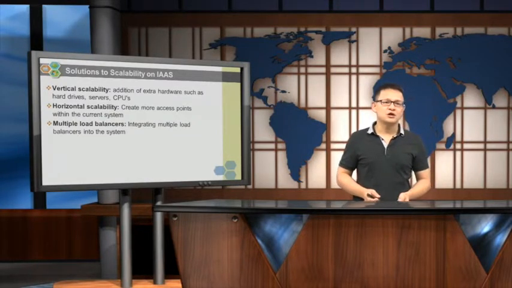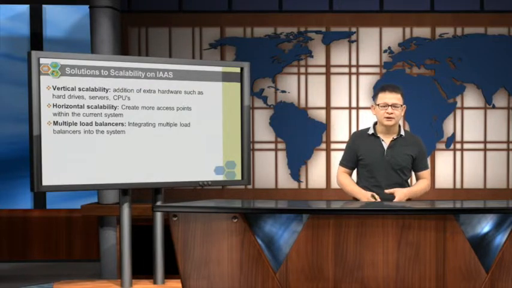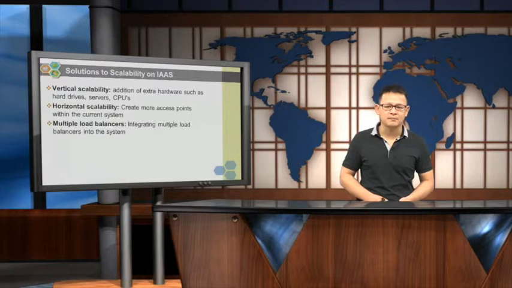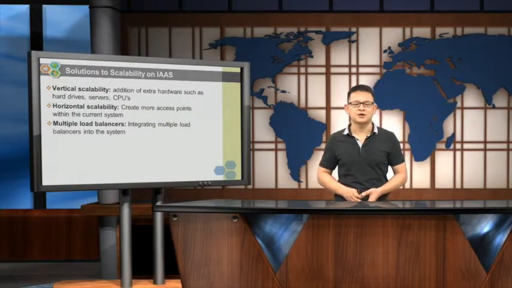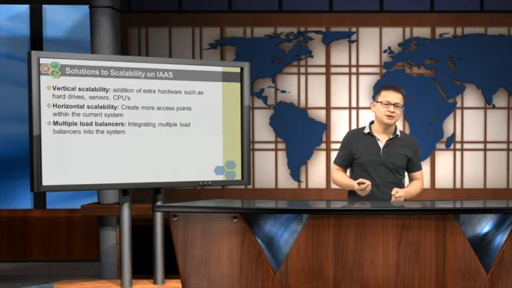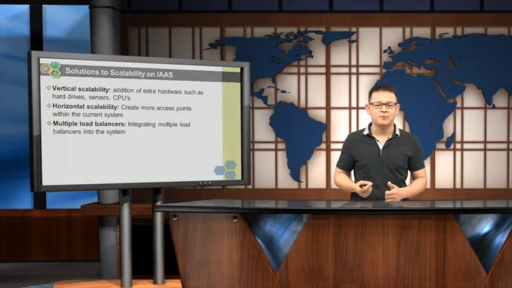And the third solution we can look at here is about multiple load balancers. So the idea is the integration of multiple load balancers into your system. This is probably the best solution for dealing with scalability issues. There are many different forms of load balancer to choose from, like server farm, software, and even hardware, that have been designed to handle and distribute increased traffic.